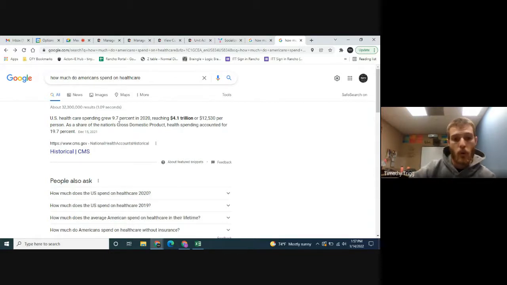And this is also important, the gross domestic product, or what portion of the gross domestic product is spent on healthcare. And you can see 19.7% of the nation's GDP is on healthcare. Okay. This is actually a huge amount of money. Think about it. Each person in the US is spending on average $12,530 on healthcare. Now, if you're healthy and young and you don't visit the doctor that much, the amount you spend is probably much lower than that, but you never know what might happen.